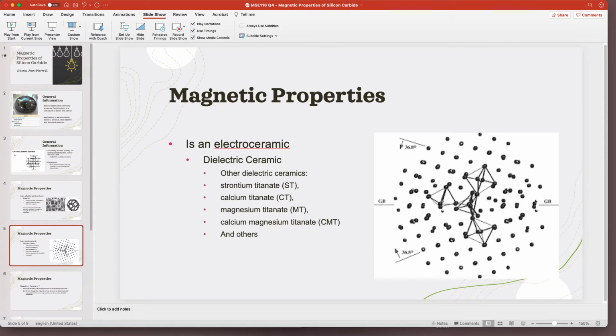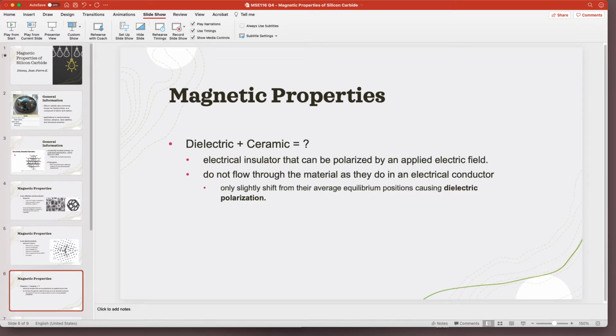So, what do we mean when we say dielectric ceramic? A dielectric or dielectric material is an electrical insulator that can be polarized by an applied electric field. When a dielectric material is placed in an electric field, electric charges do not flow through the material as they do in an electric conductor, but only slightly shift from their average equilibrium positions, causing dielectric polarization. Because of dielectric polarization, positive charges are displaced in the direction of the field and negative charges shift in the direction opposite to the field. For example, if the field is moving in the positive x-axis, the negative charges will shift in the negative x-axis.